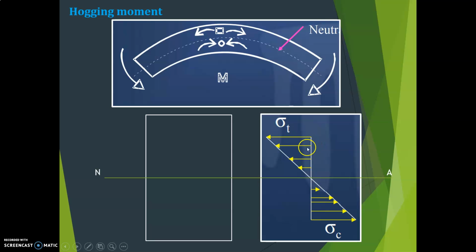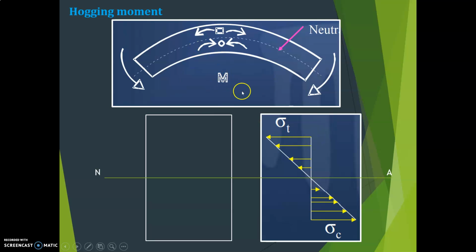Similarly, we will see the hogging moment, that is negative bending moment, when you apply the load in this direction. Before that was sagging, the upward direction. Now it is the downward direction. What happens? The top layer is stretched and the bottom layer is compressed. The position of the neutral axis remains the same. So there will be tension on the top and compression on the bottom, with tensile stresses developed in the top layer and compressive stresses in the bottom layer. I hope all of you understood.